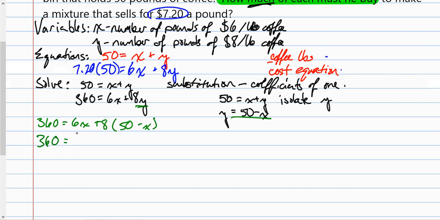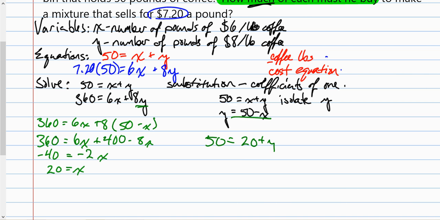360 equals 6x plus now 8 times 50, 400, minus 8x. I'm going to subtract 400 both sides and I get negative 40. When I combine these two, I get a negative 2x. Divide both sides by negative 2 and I get 20 equals x. If I plug 20 equals x into my 50 equals x plus y, I end up with that y equals 30.